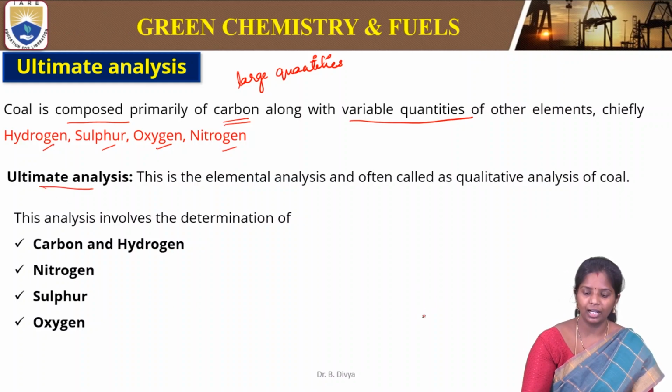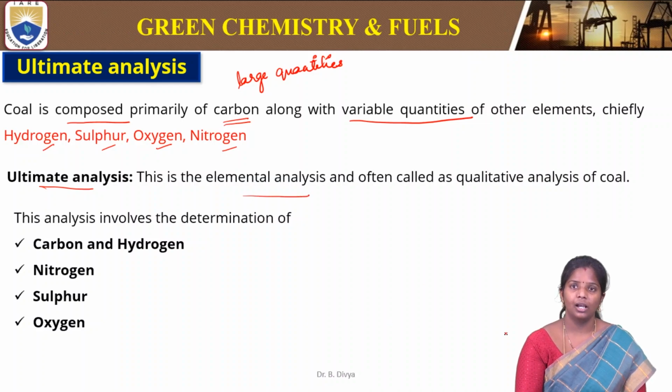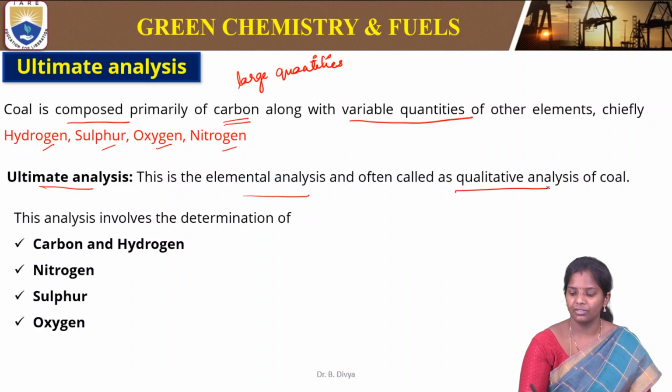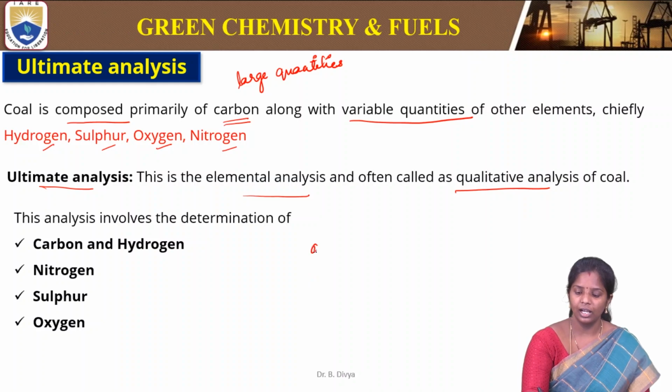So this ultimate analysis is also called elemental analysis. Why is it called elemental analysis? Because we are analyzing elements quantitatively, on a percentage basis, for all the elements like carbon, hydrogen, sulfur, oxygen and nitrogen. Therefore, ultimate analysis is also called elemental analysis.